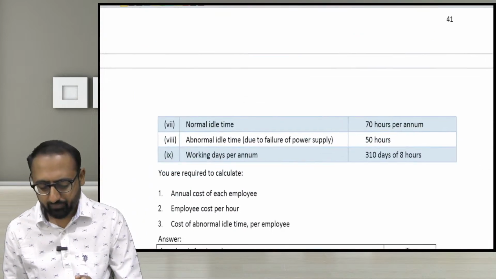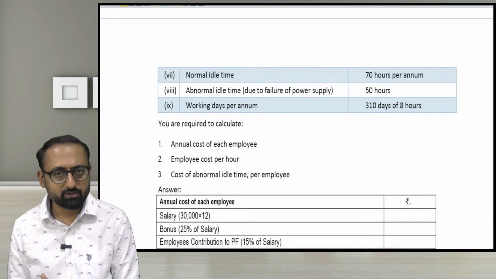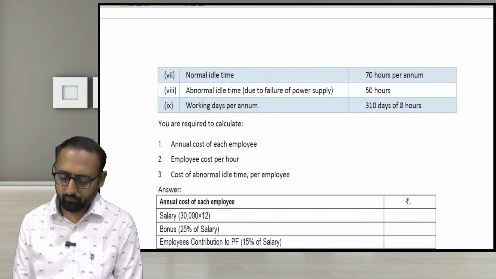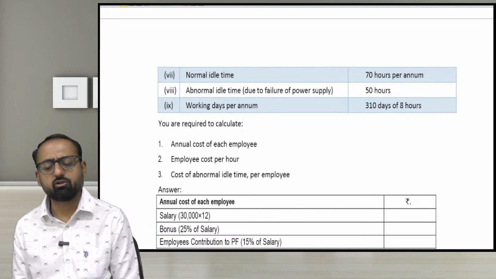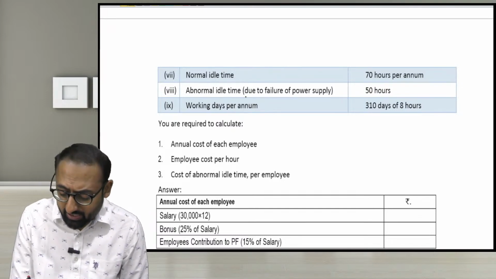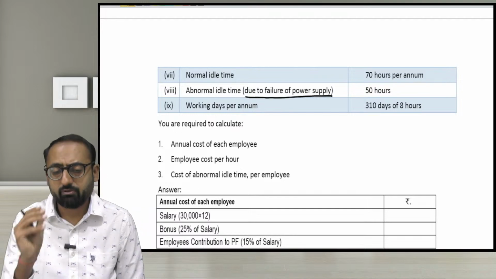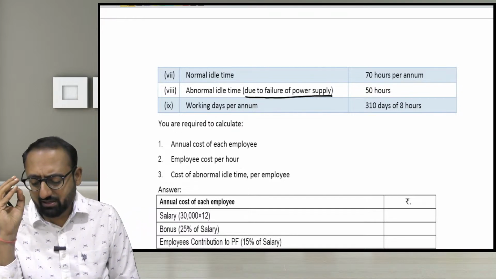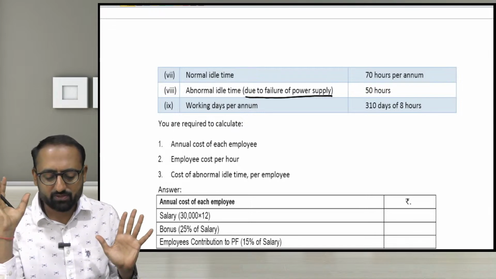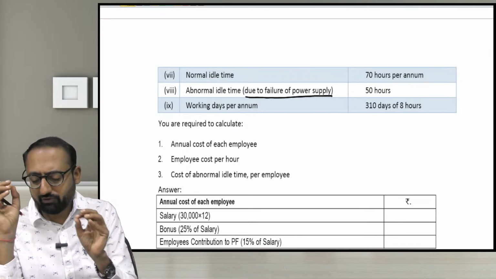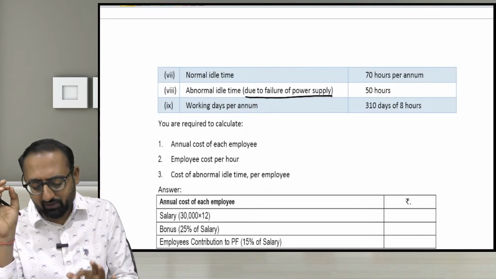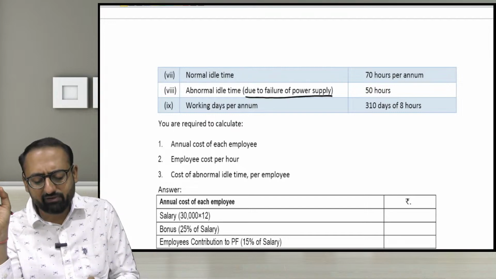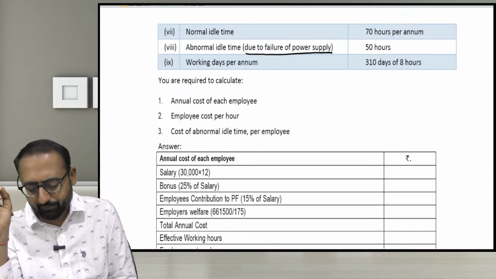Normal idle time is 70 hours per annum. Abnormal idle time is due to the failure of the power. So the abnormal idle time, as I told you, will be transferred to costing profit and loss account. Working days per annum is 310 days of 8 hours. So on an average, you are going to work for 310 days for 8 hours, except that idle time, leave, and absenteeism are given in the question.